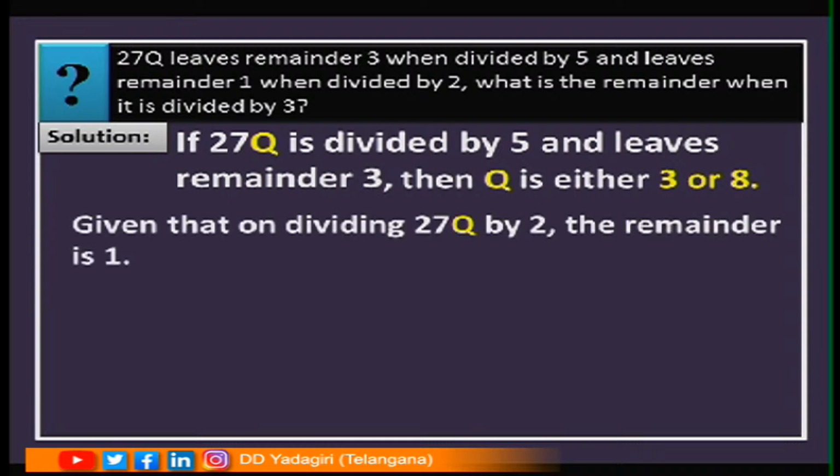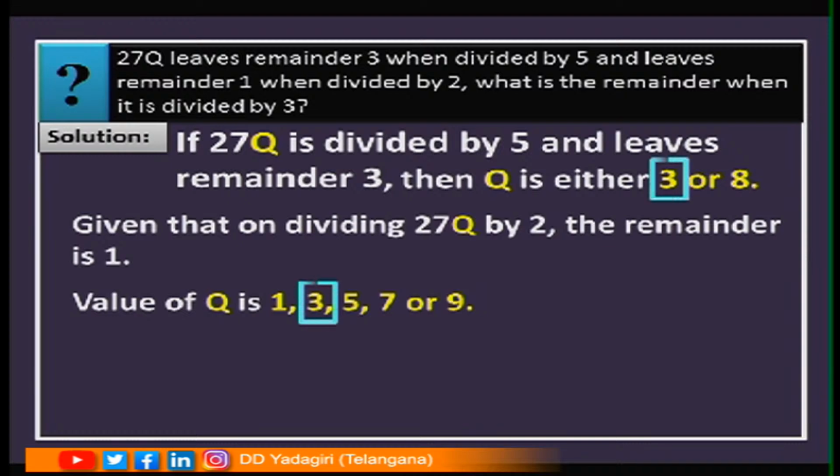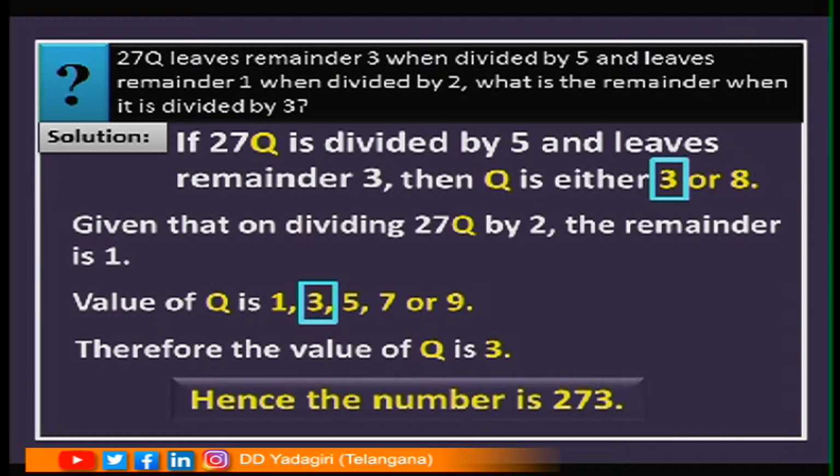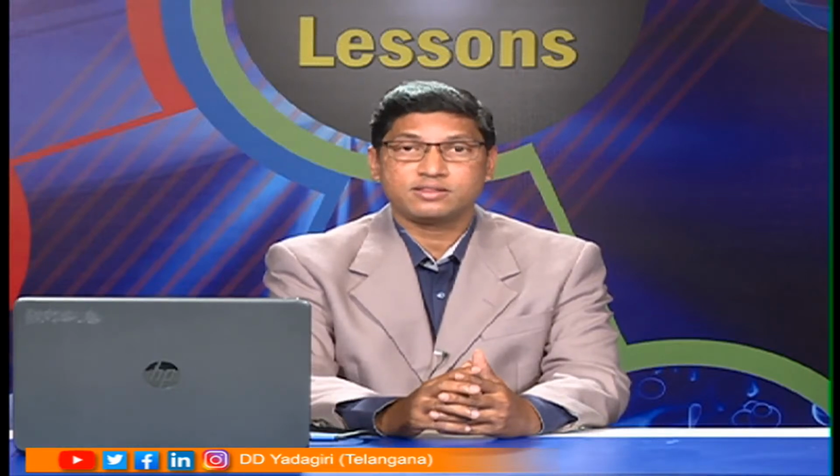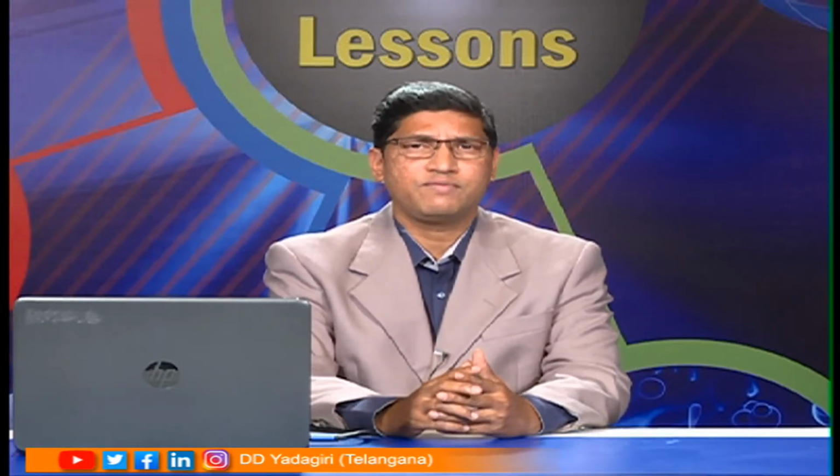And also it is given that when the given number is divided by 2, the remainder is 1. Hence, the value of q is either 1, 3, 5, 7 or 9. Now, if you notice in these two, the common number is 3. Hence, I can say the value of q is 3. Therefore, what is the number, children? Yes, it is 273.